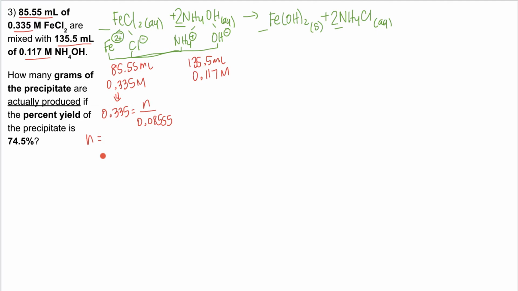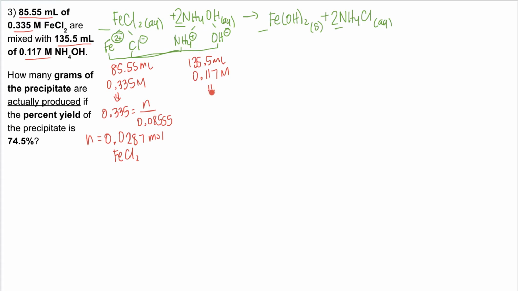To solve for the moles of iron 2 chloride, I'm going to take the 0.335 and multiply it by 0.08555. And I'm going to keep 3 sig figs since 0.335 has 3 sig figs, and 0.08555 has 4 sig figs. So I'm going to end up with 0.0287 moles of iron 2 chloride to begin with.